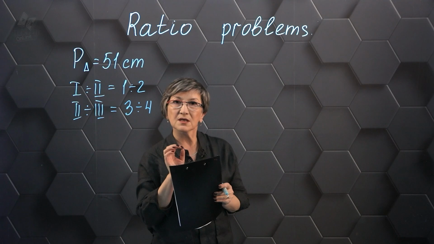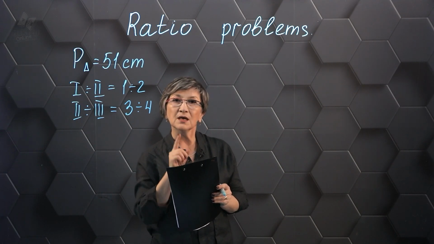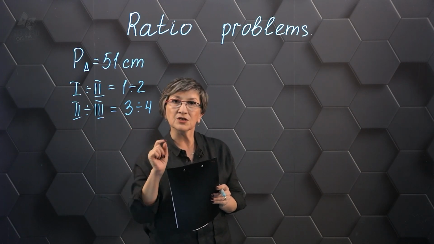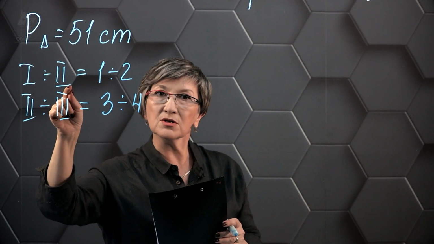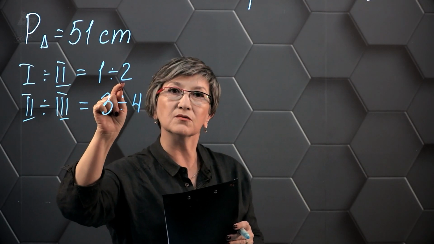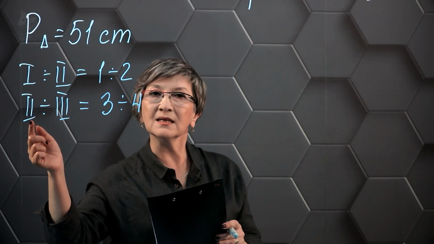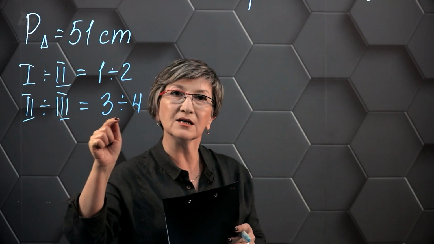In order to solve problems on the ratio of 2, 3, and so on quantities, we need to find what one part is equal to. But there is a peculiarity in this problem. The length of the first side relates to the length of the second side as 1 to 2. But in the same triangle, the length of the second side relates to the length of the third side as 3 to 4.